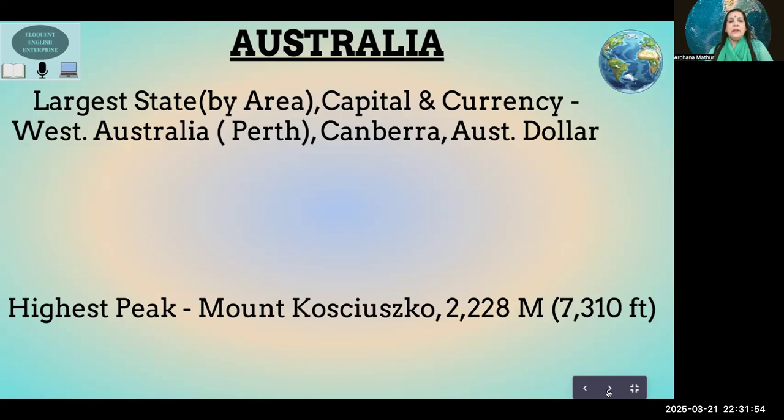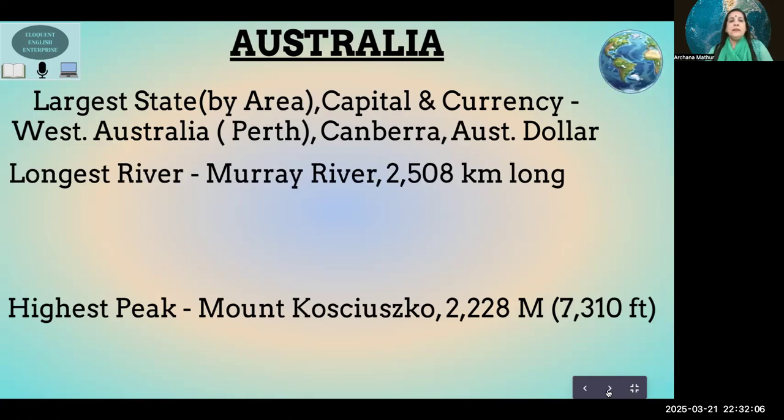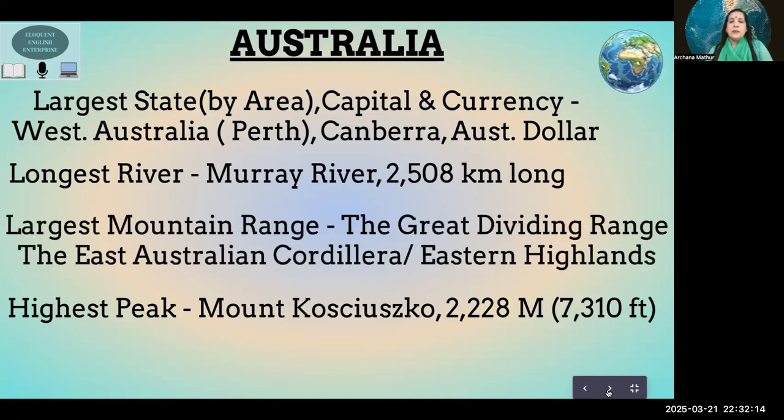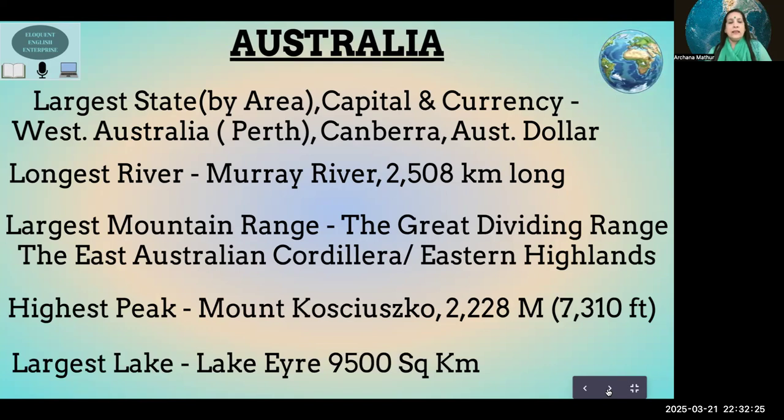So the largest state by area is Western Australia, and its capital is Perth. Otherwise, the Australian capital is Canberra, and the Australian dollar is the currency. The longest river there is the Murray. It is about 2,508 kilometers long. The largest mountain range is the Great Dividing Range, or the East Australian Cordillera, also known as the Eastern Highlands. And the largest lake is Lake Eyre, which is 9,500 square kilometers in its area.